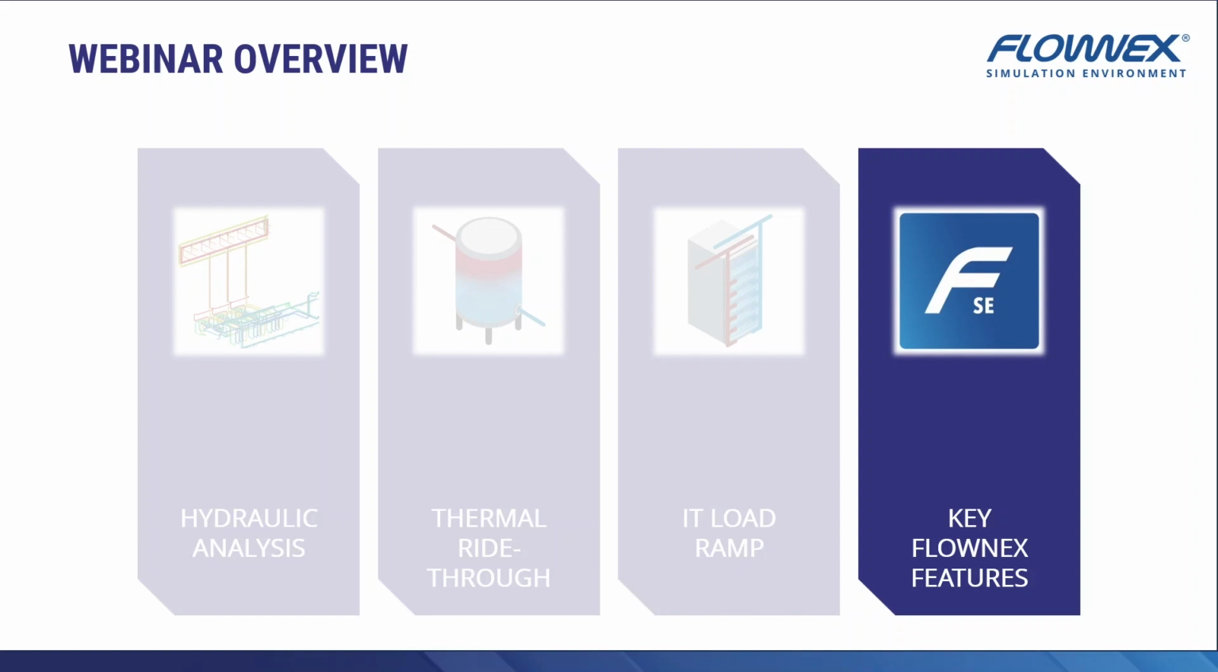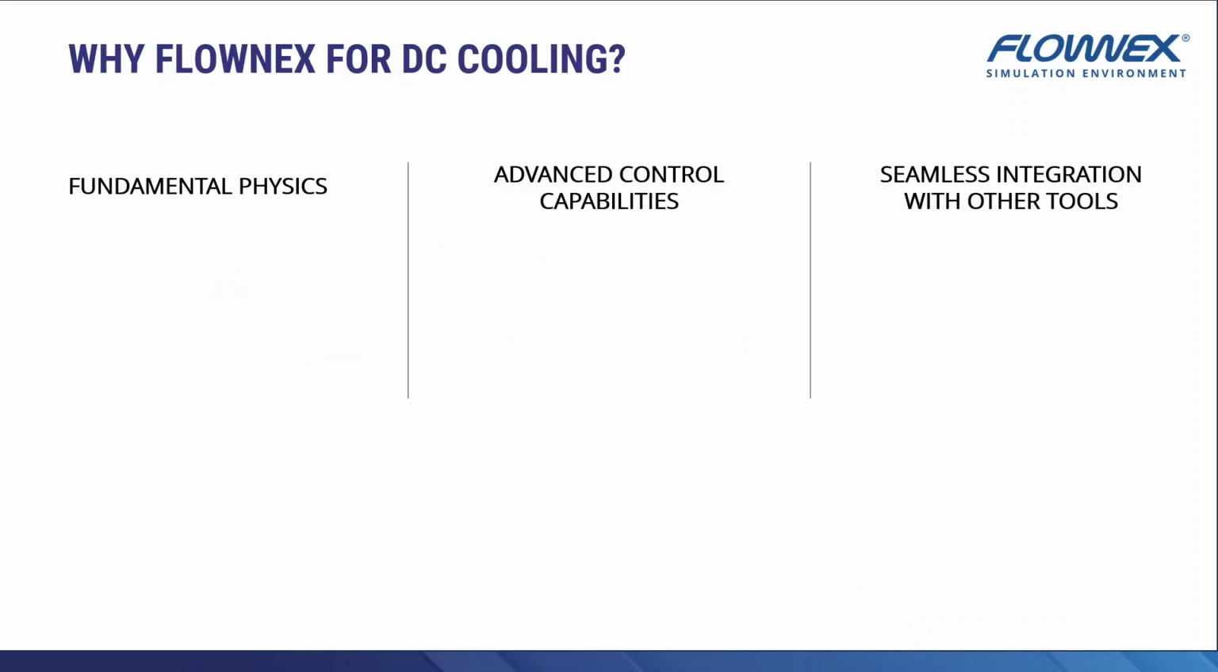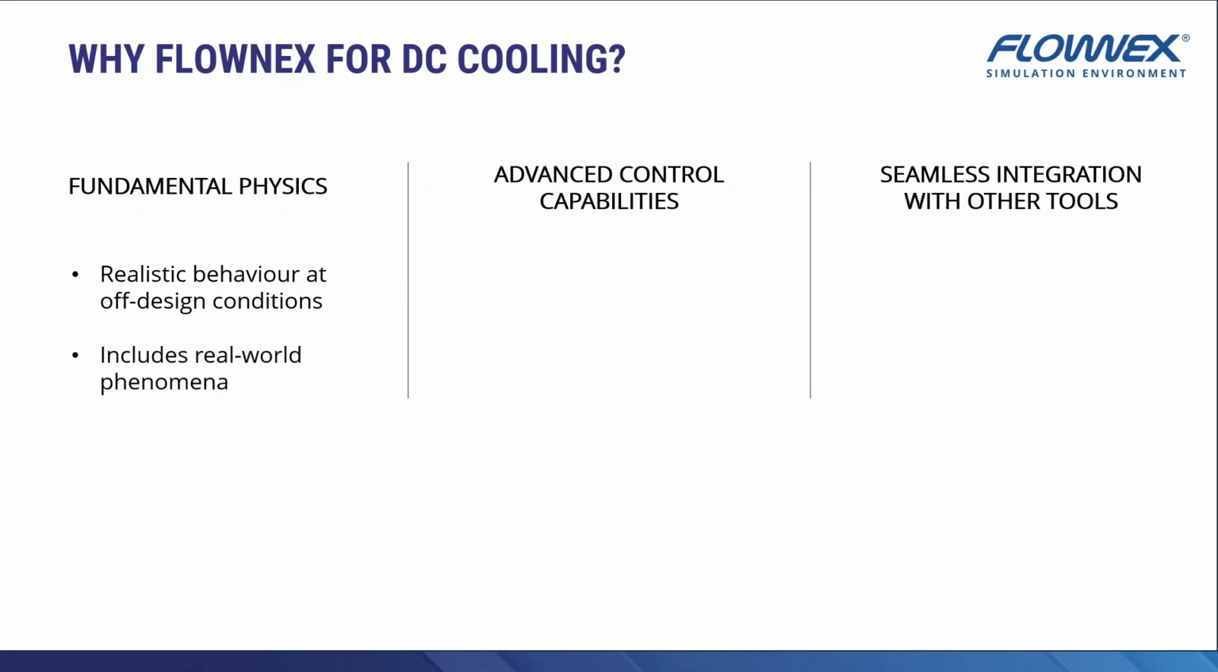To wrap up, let's step back and look at what makes Flownex so effective for modeling data center cooling systems. The real strength lies in its combination of fundamental physics, advanced control capabilities, and seamless integration with other tools, all of which ensure realistic, reliable, and practical simulations. Flownex delivers realistic behavior under both nominal and off-design conditions because its models are grounded in first principles physics. Mechanical cooling equipment is built up from its most basic components, so real-world factors like pump and fan efficiencies, heat exchanger thermal inertia, temperature front tracking, and heat transfer coefficients are all captured in the model.